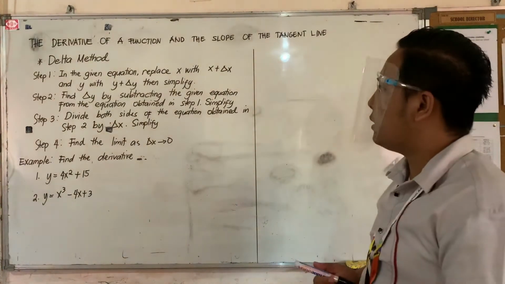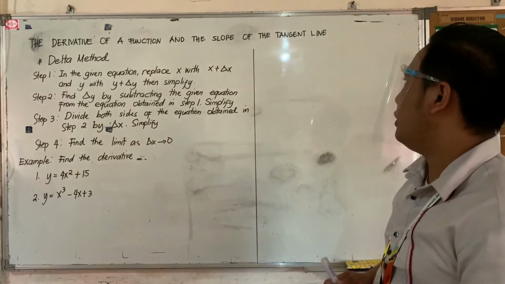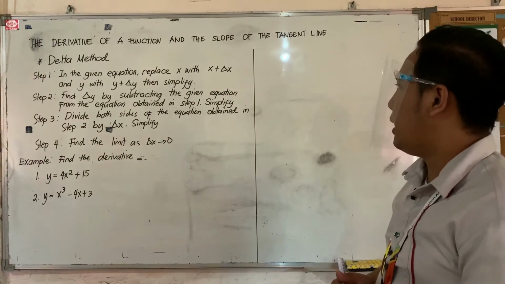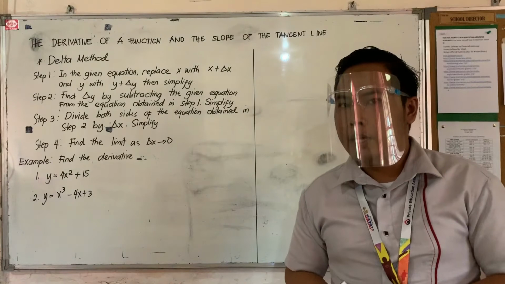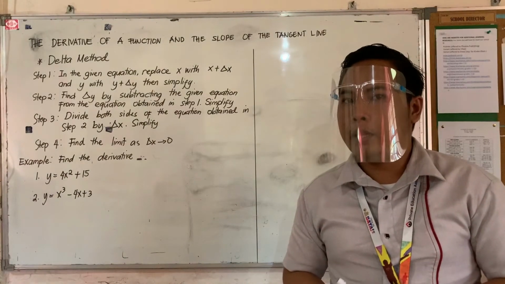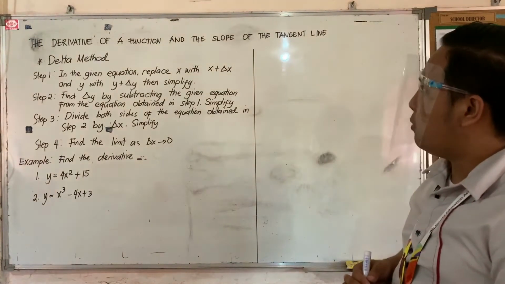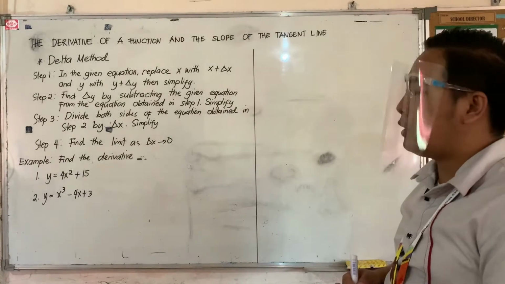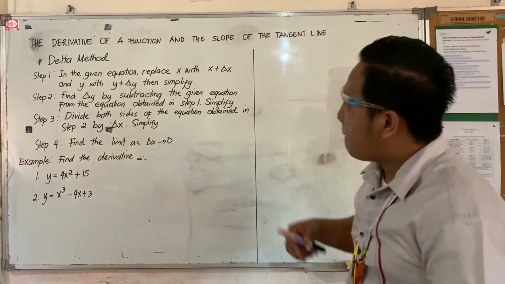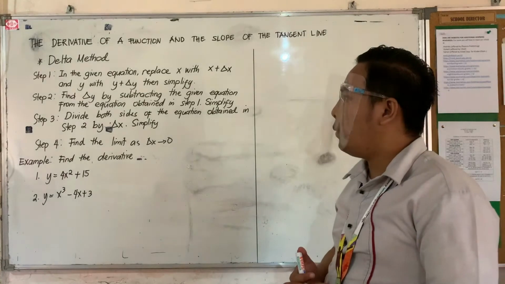Today we will be discussing the derivative of a function and the slope of the tangent line. So, unahin natin yung delta method. At ang delta method ay isa sa mga technique sa pagkuha ng derivative of a function. So, we have 4 steps to follow in dealing with delta method.